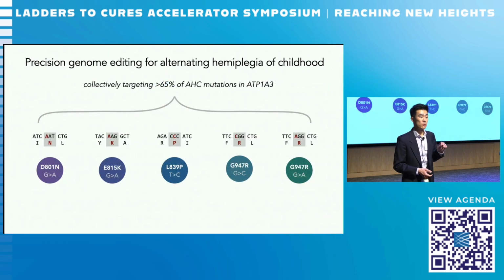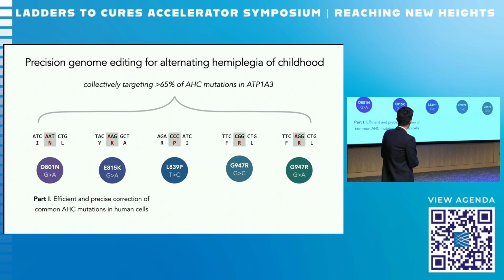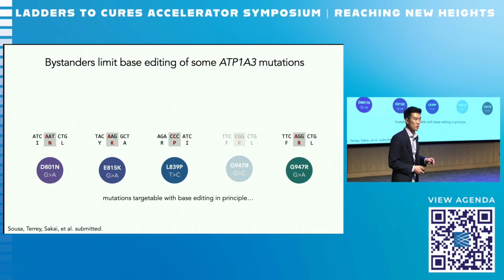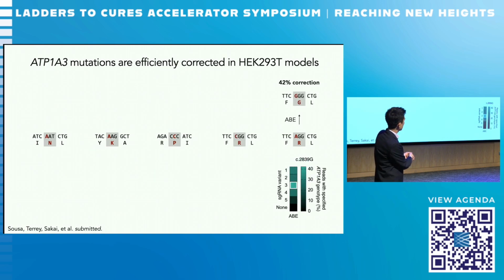And so we set out to target in this work a majority of AHC mutations, collectively targeting 65% of AHC cases. To correct these mutations first in human cells, we thought that in principle we could apply base editing to correct 3 or 4 of these mutations. But actually, as it turns out, proximal bystander nucleotides that would undergo competitive deamination actually prevented base editing from being applied in these cases. But we were able to achieve, for a well-isolated adenine, efficient reversion to the wild-type sequence.